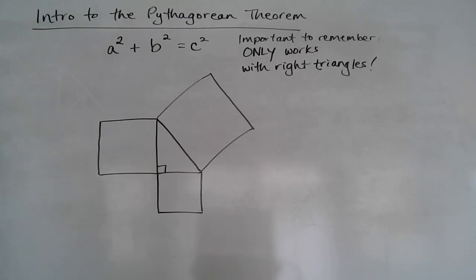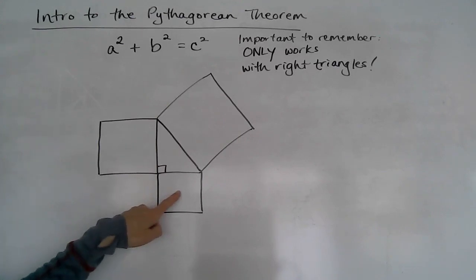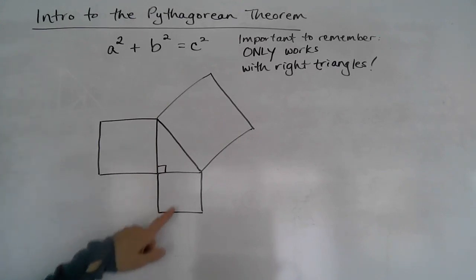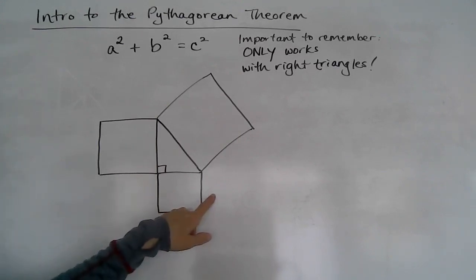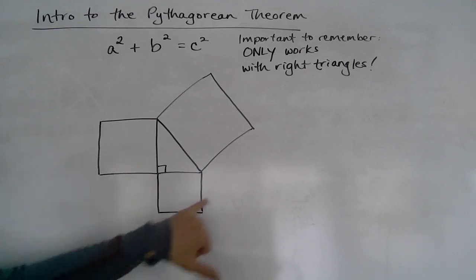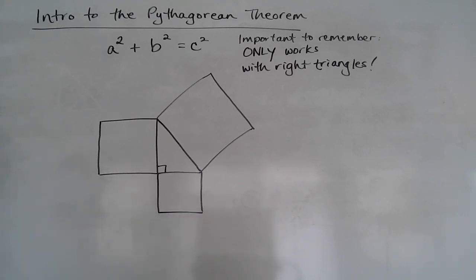All right, so let's talk about what the formula means. A squared plus b squared equals c squared. You could also say a to the power of 2 plus b to the power of 2 equals c to the power of 2. There is a reason, though, why we call the power of 2 a square. And that is because the area of a square can be found by multiplying the side lengths. So this side length times this side length would be side length squared.